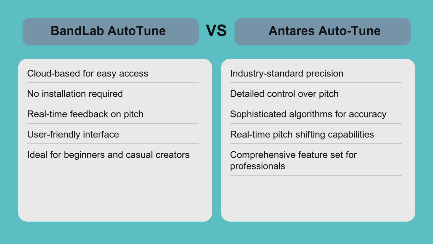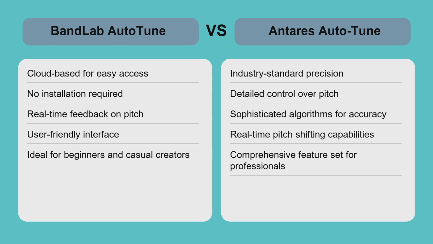BandLab AutoTune excels in ease and speed, perfect for creators needing quick pitch fixes without leaving their browser. It suits live streaming, demos, and casual music projects where convenience matters most. Antares, on the other hand, offers unmatched precision and flexibility, making it the go-to for studio professionals aiming for flawless vocal production. While BandLab limits deep editing, Antares provides granular control but requires more time and expertise. The trade-off is between accessibility and professional depth.